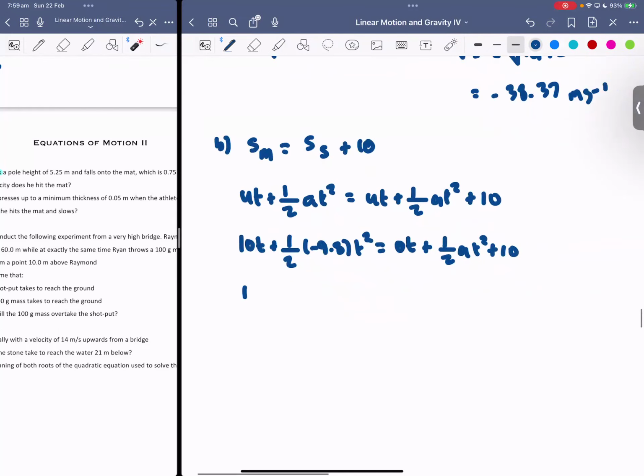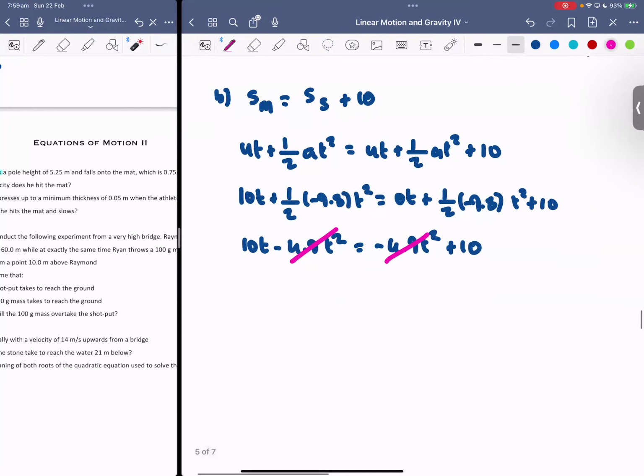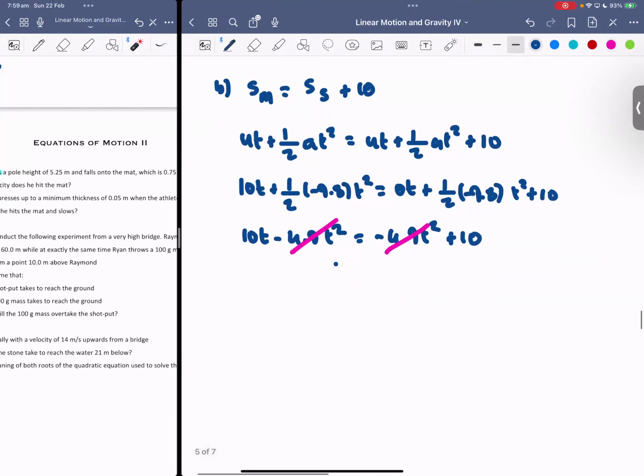Alrighty. So what does this become? 10t, take 4.9 t squared equals... I forgot to write a as negative 9.8. So half times negative 9.8 times t squared. So then this becomes also minus 4.9 t squared plus 10. The minus 4.9 t squared and minus 4.9 t squared just cross out. So solving 10t equals 10, which gives us t equals 1. There you go. After 1 second, it catches up.